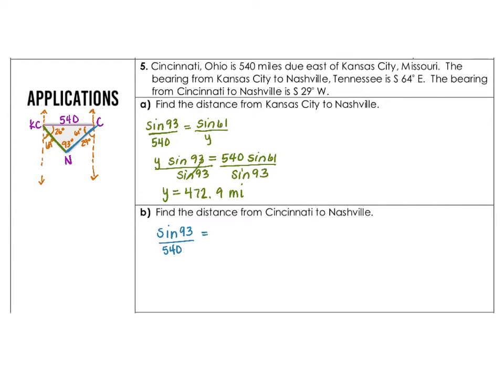And now this time that ratio is going to be sine of 26 over that missing side, and I'm just going to call that one x this time. So we have x times sine of 93 equals 540 times sine of 26. And we are going to divide both sides by sine of 93 and get that in our calculators. And so that distance there is going to be 237 miles.